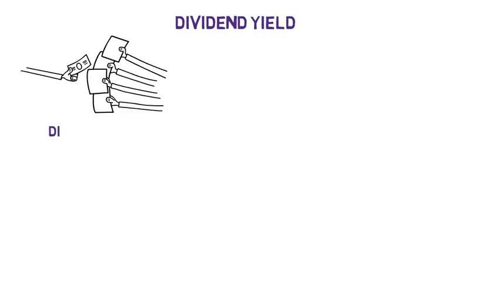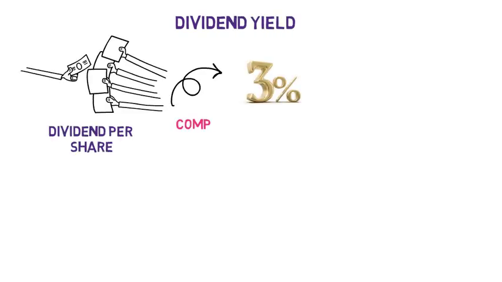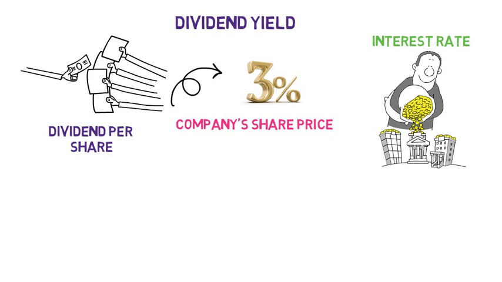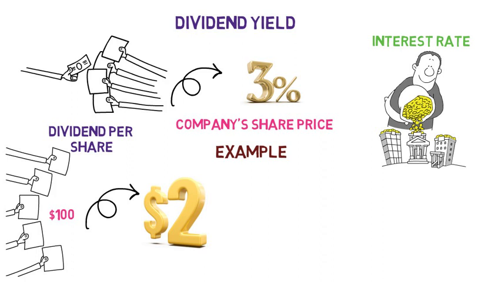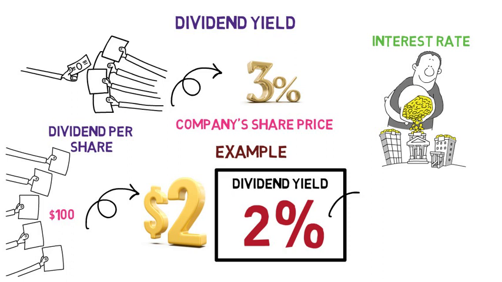Now let's talk about the dividend yield. This is the dividend per share expressed as a percentage of the company's share price. It's like the interest rate you earn on your investment. For example, if a company's share price is $100 and it pays a $2 dividend per share, the dividend yield would be 2%. This tells you how much return you're getting on your investment through dividends.